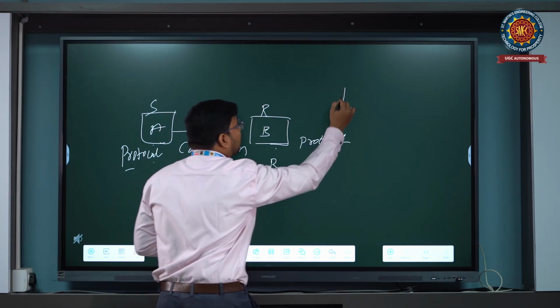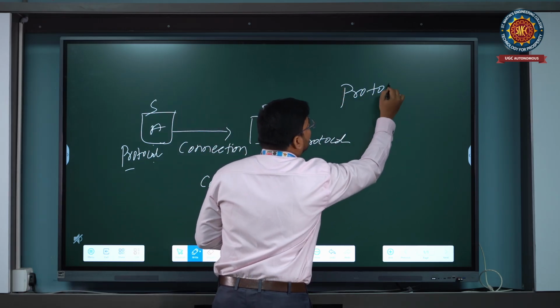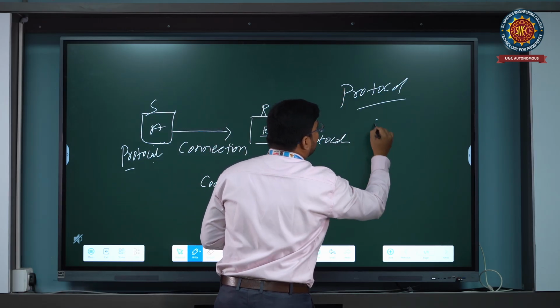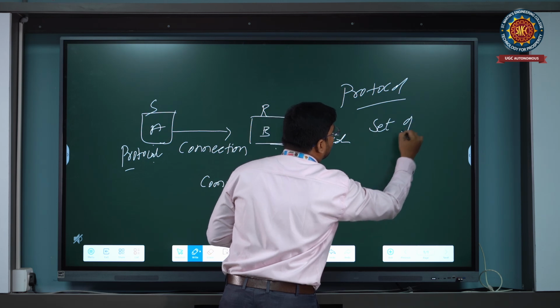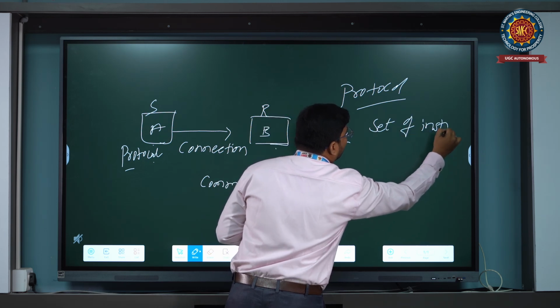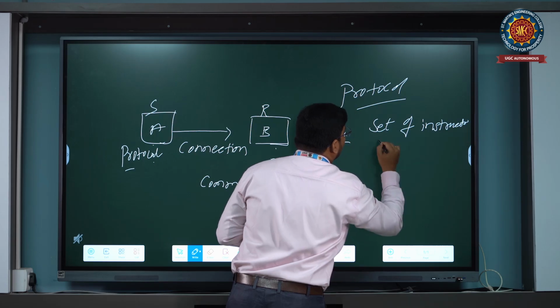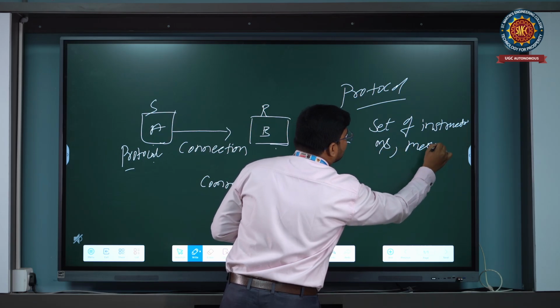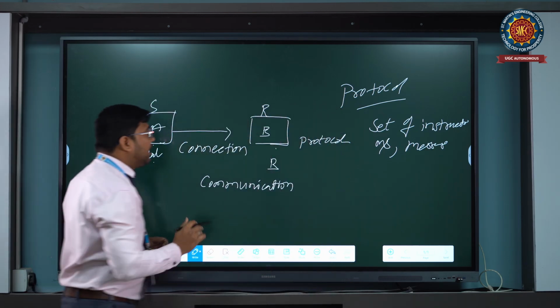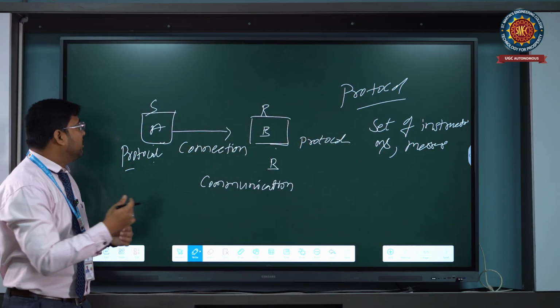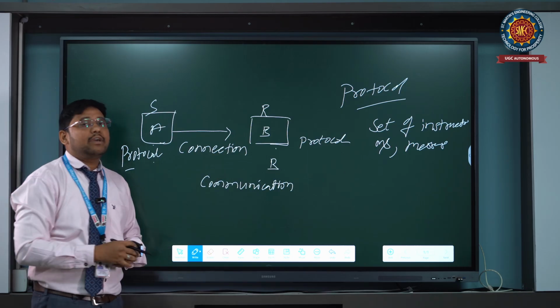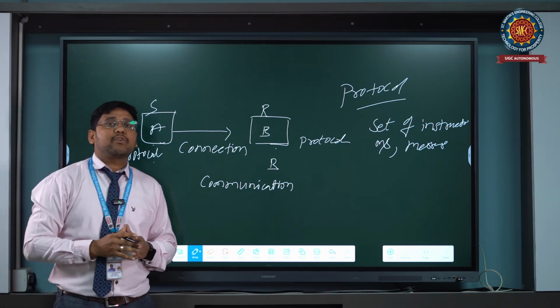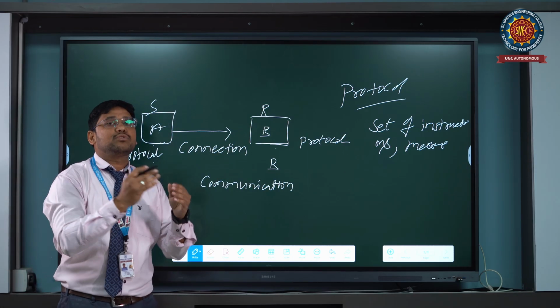A protocol is a set of instructions or rules which are passed on to the machines to transfer the data, so that the machine will identify that the message is coming from such and such a source to such and such a destination.